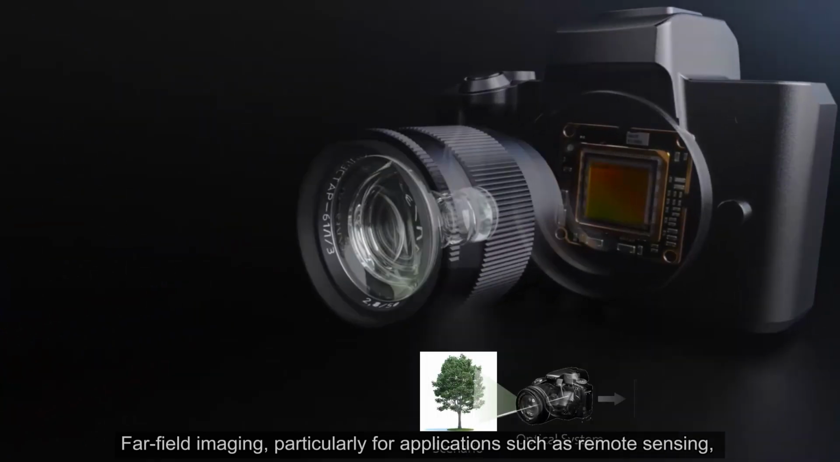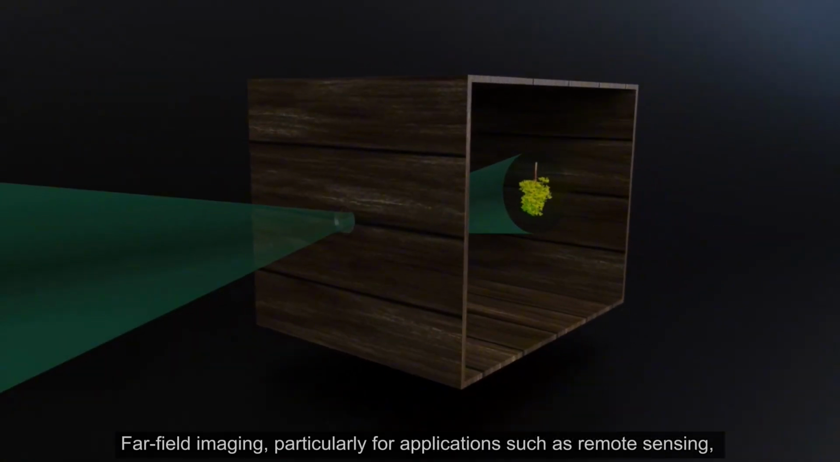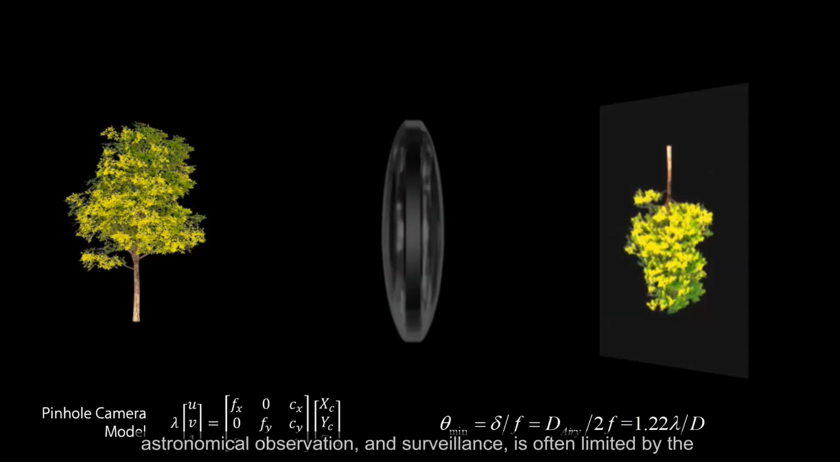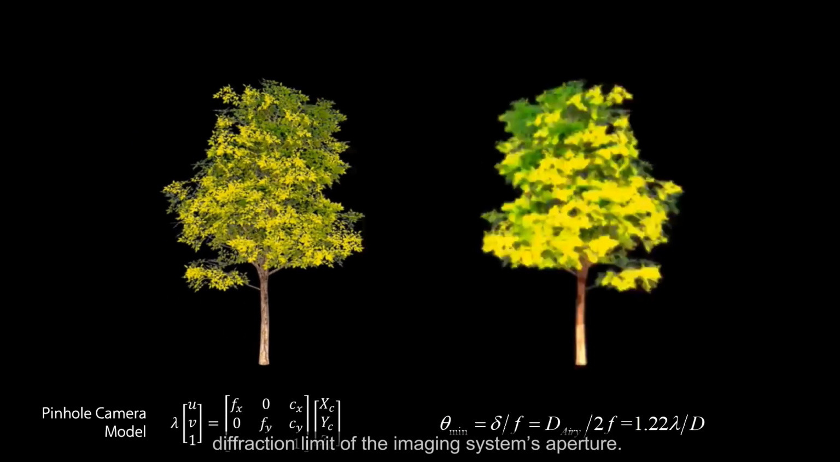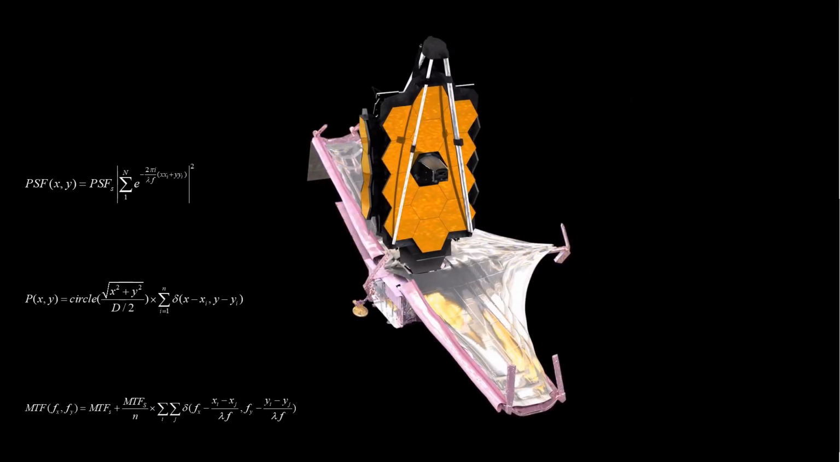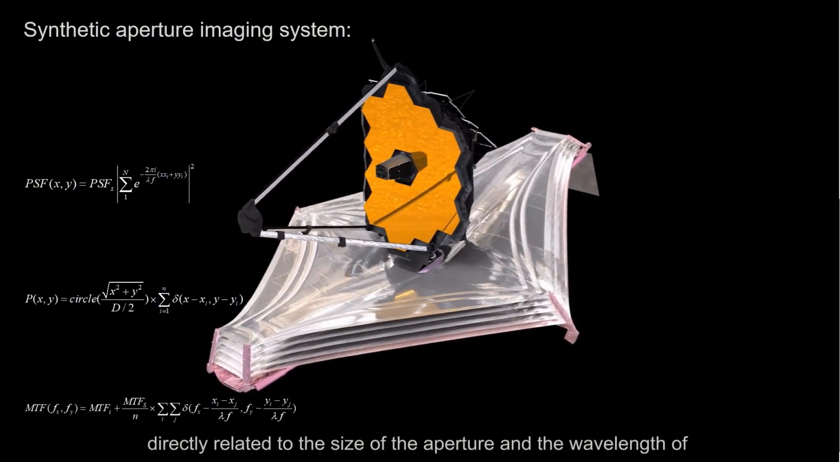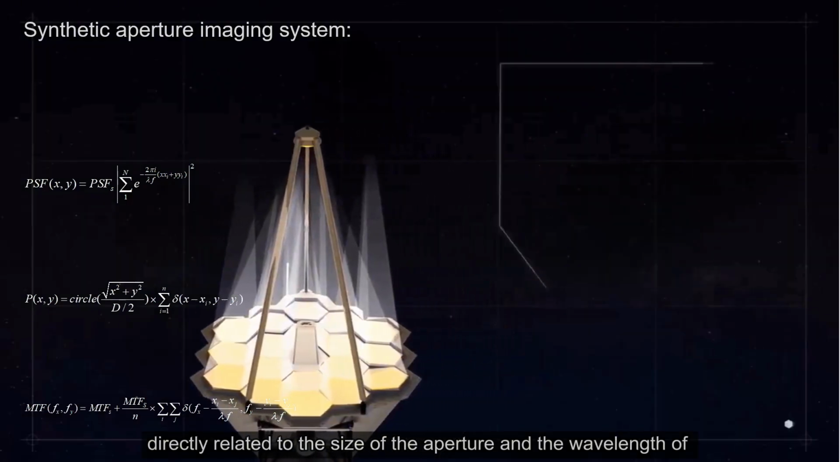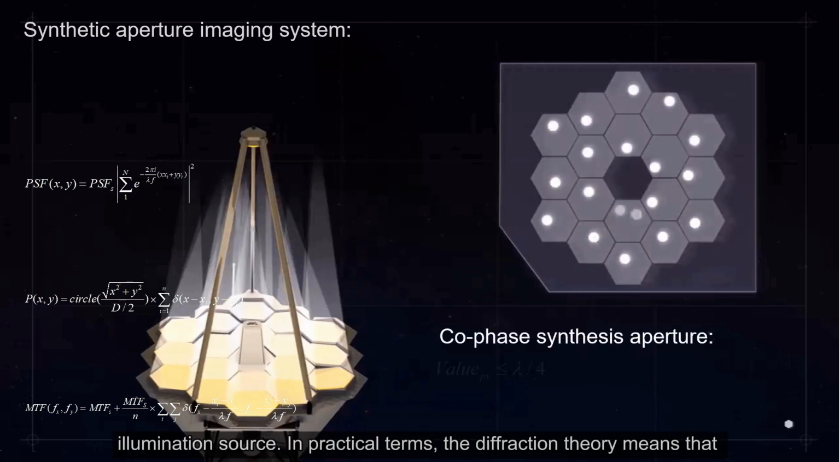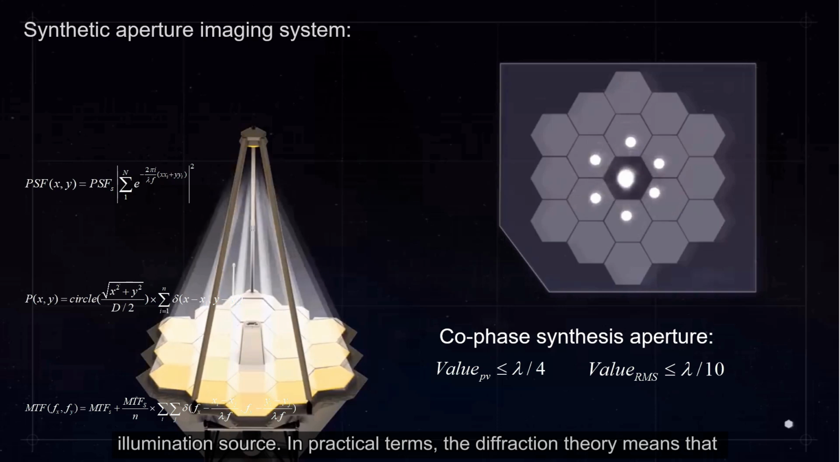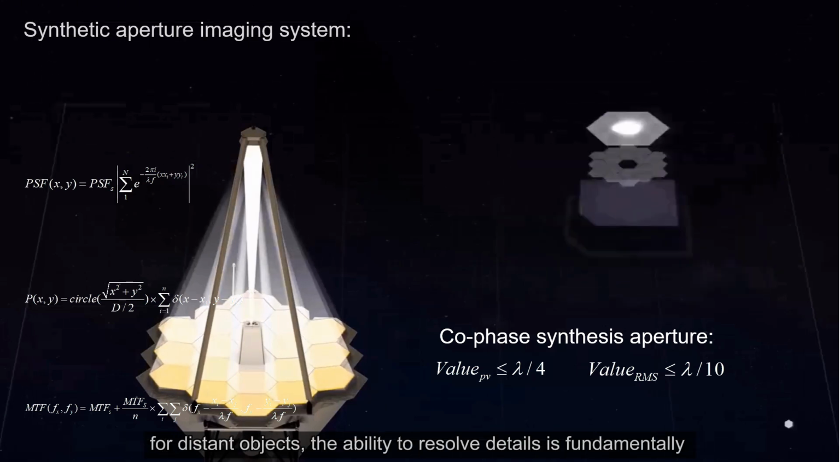Far-field imaging, particularly for applications such as remote sensing, astronomical observation, and surveillance, is often limited by the diffraction limit of the imaging system's aperture. According to diffraction theory, the resolution of an imaging system is directly related to the size of the aperture and the wavelength of the illumination source. In practical terms, for distant objects, the ability to resolve details is fundamentally constrained by the physical characteristics of the system.